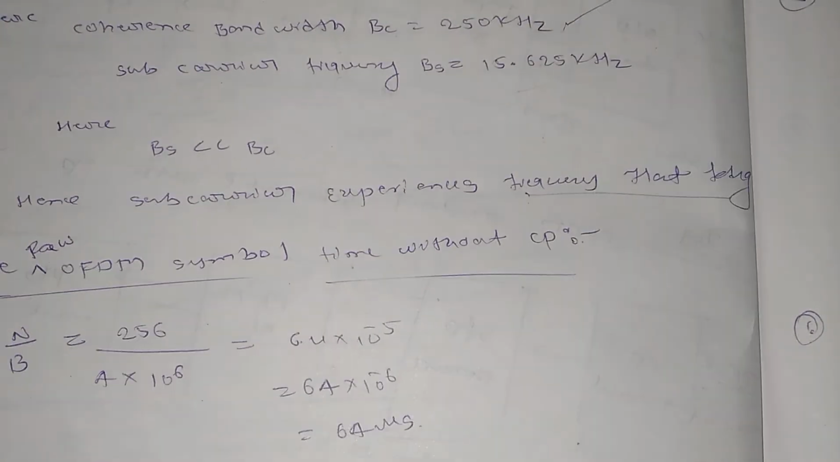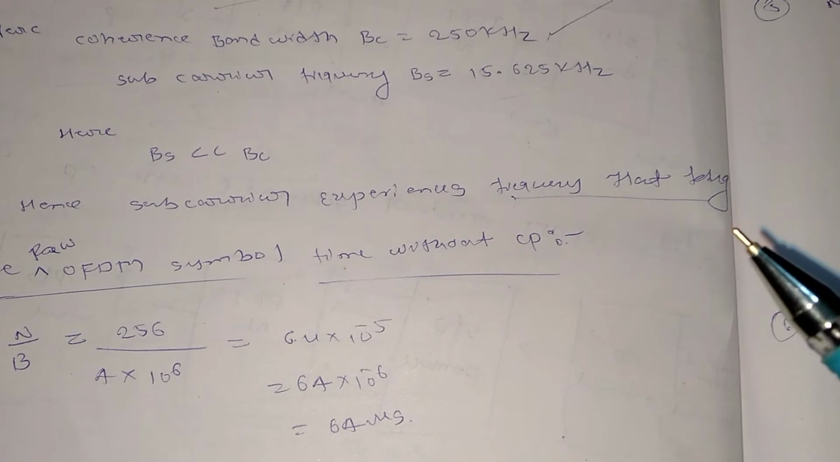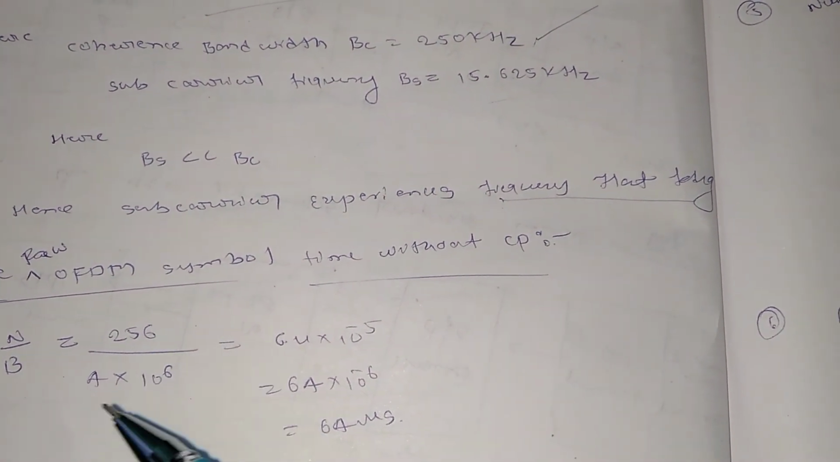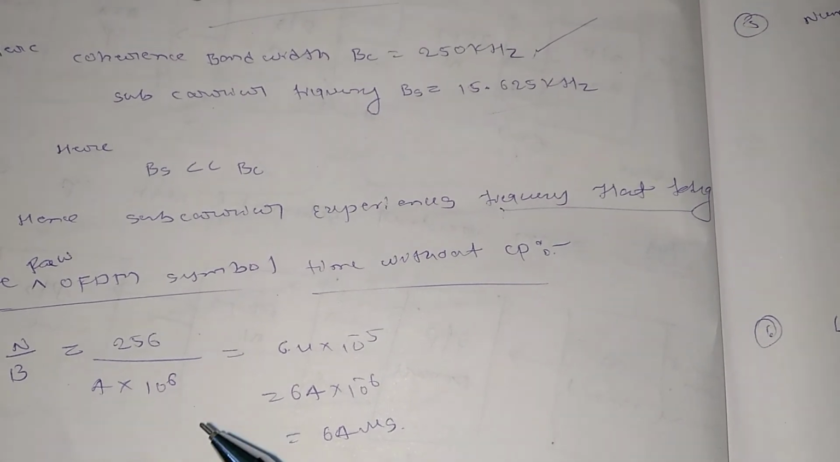Okay, so now I will try to find out the OFDM symbol time without cyclic prefix. Okay, so N by B will be equal to 256 divided by B. I know B is 4 megahertz, so I can write 4 into 10 to the power 6.